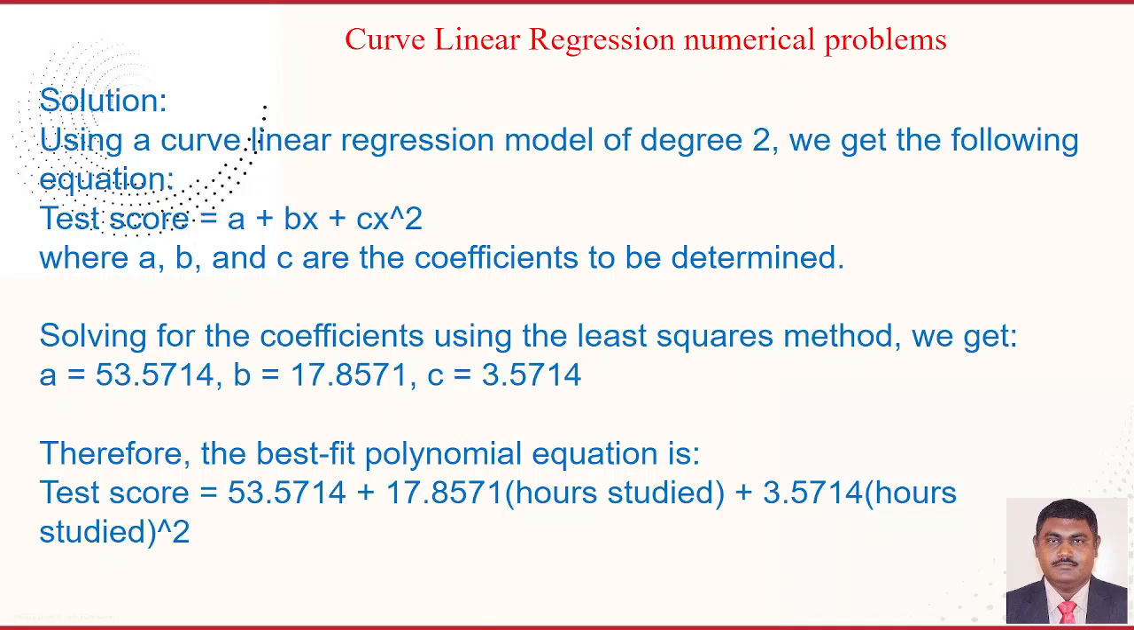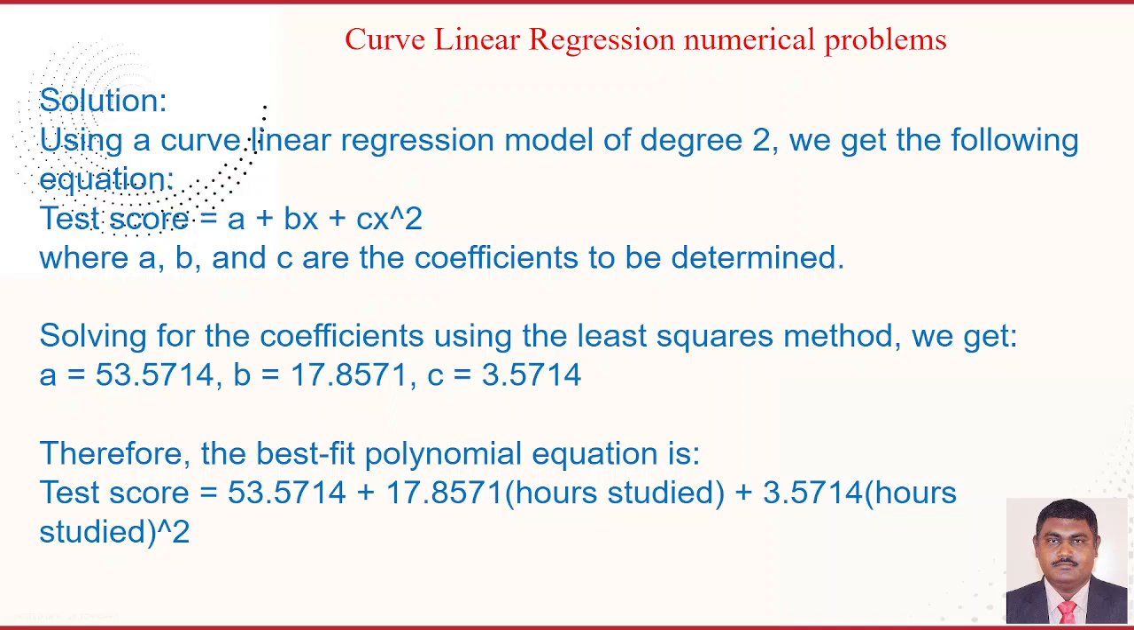You can use R programming, and from R programming also, you can obtain these coefficients directly by giving the input data. So after getting these coefficients, the value of A is 53.5714, coefficient B is 17.8571, and coefficient C is 3.5714. Now substitute these coefficients in the above equation, test score = a + bx + cx^2, and that is the best fit polynomial equation.